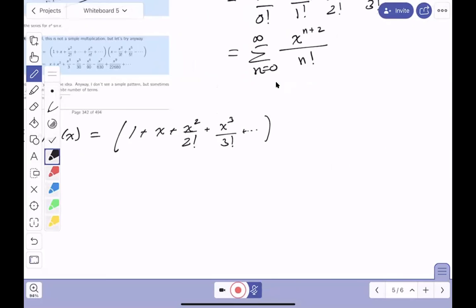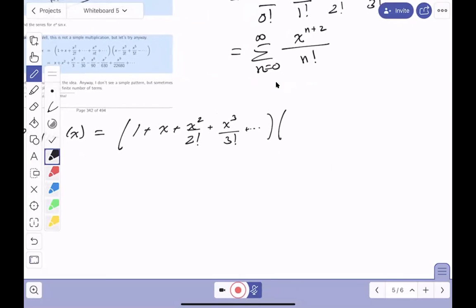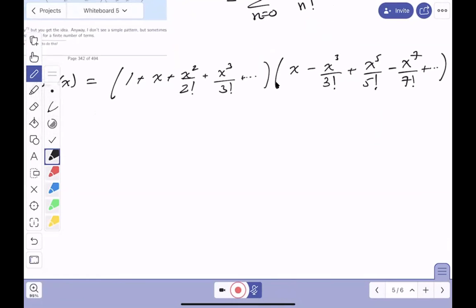And then what about sine x? Well, I think I can remember that. That was x minus x cubed over 3 factorial plus x to the fifth over 5 factorial. Let me just put one more term down: minus x to the seventh over 7 factorial. And then, yada, yada, yada.